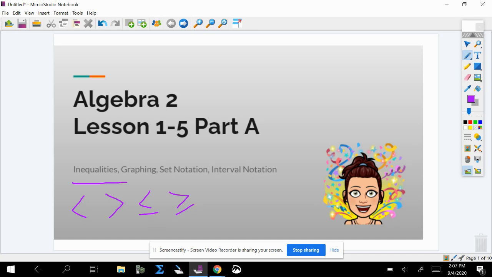And we're going to talk about how those relate, and when it comes to solving inequalities, we're going to talk about how we use them in real life applications. And we're also going to talk about how do we write our answers? What are the different notations? And how do I draw it with a picture?